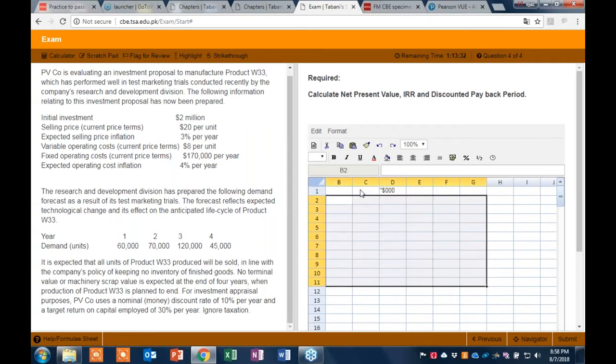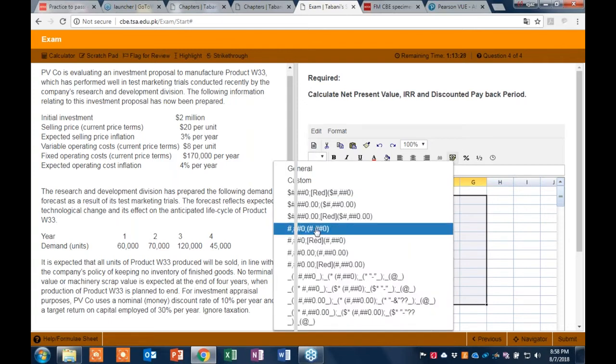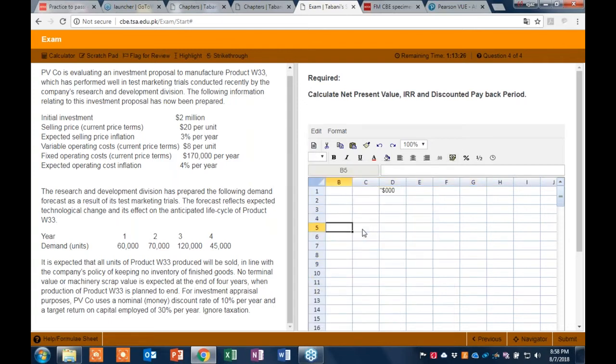Let's change the format. So we'll start from year zero as usual, 1, 2, 3, and then 4. It's a 4 years project. We'll start with sales first, and sales should always start from year one. The sales volume for year one is 60,000. So we'll write it just 60 into the price 20.